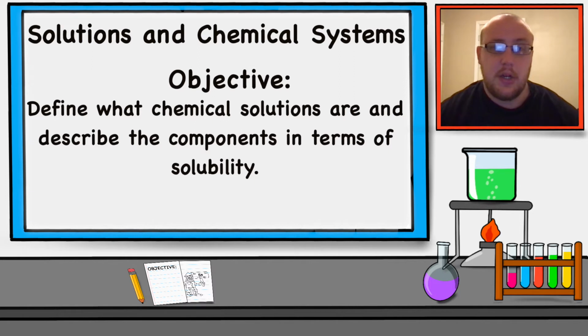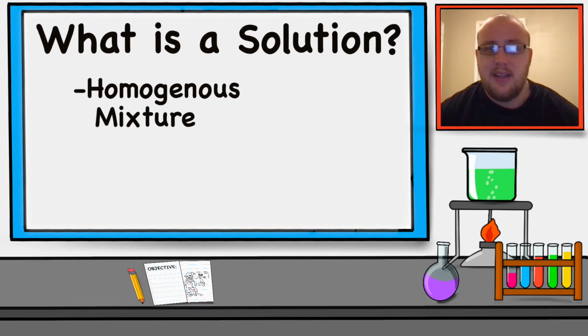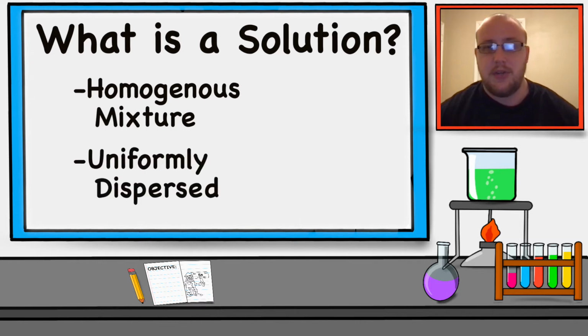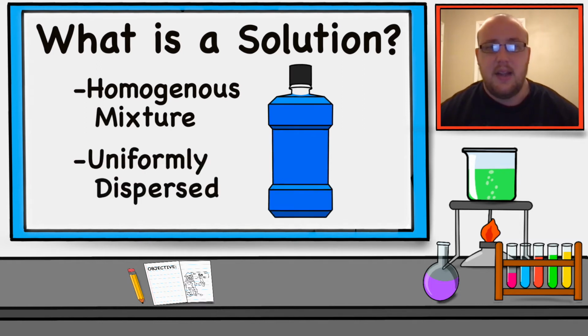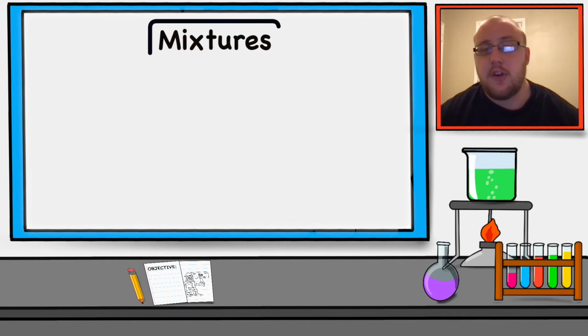So the first thing we're going to talk about is what is a solution. A solution is a homogeneous mixture. This means the components are uniformly dispersed throughout the substance. Think of your mouthwash. Whether you freshly open a new bottle or it's halfway done, the solution of mouthwash looks and tastes the same.